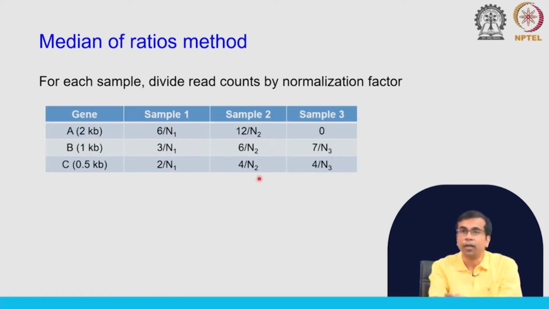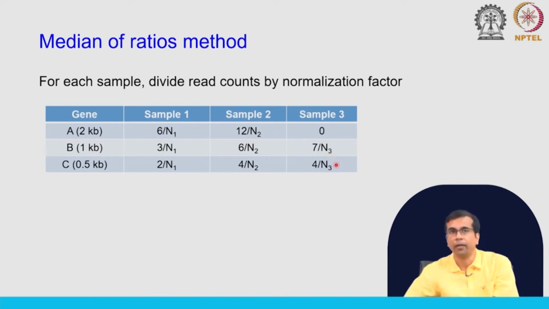For sample 2 the normalization factor is N2, so we are dividing by this N2 number here. For sample 3 the normalization factor is N3, so we are dividing by N3. Once we have done this, we get the normalized count data.